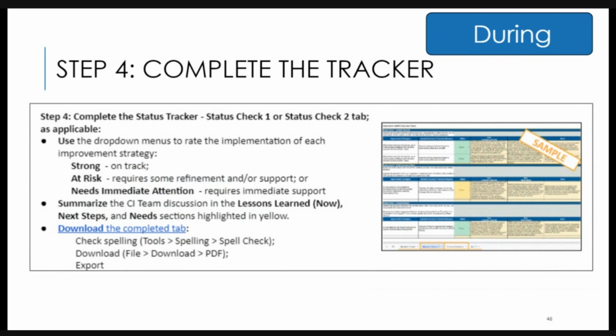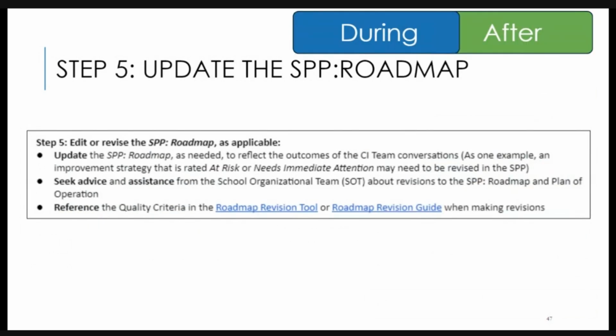Thank you, Jen. So step 4 is completing the tracker. You're going to rate each improvement strategy and summarize the conversation on the appropriate status check tab. You will update and revise the SPP roadmap based on what you entered into the tracker. These SPP revisions can be done during the status check meeting or after the meeting takes place.